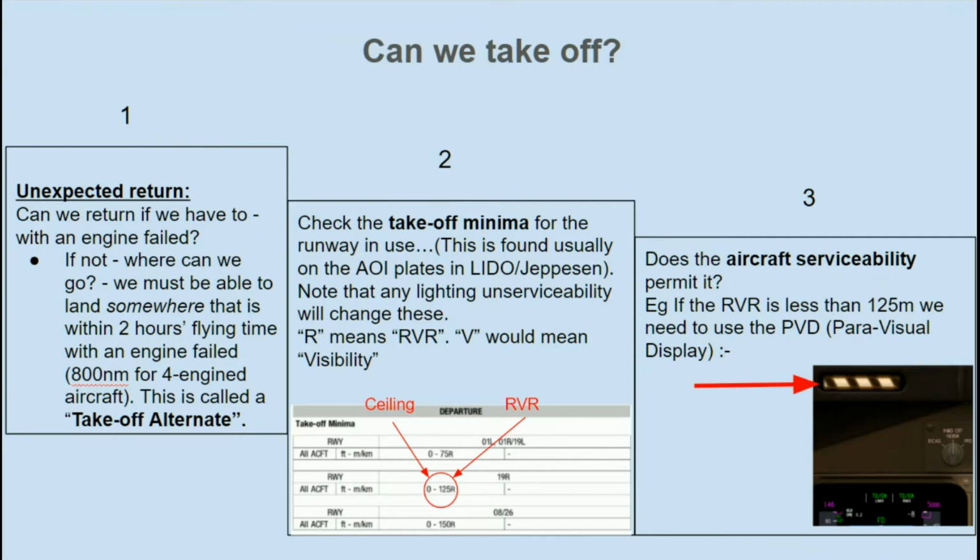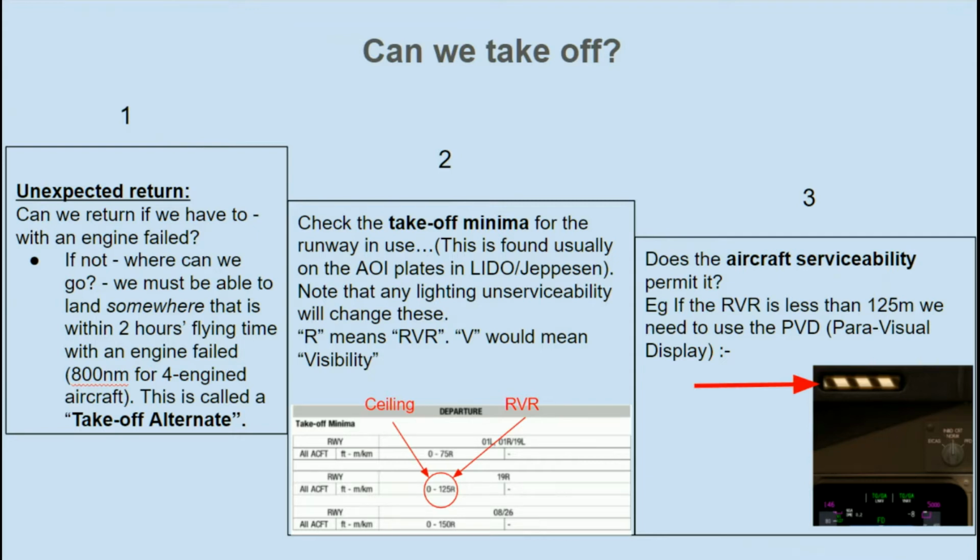If not, then you are allowed to go for 2 hours flying time, which is deemed to be 800 miles on a 4-engined aircraft. And if you can find somewhere within 2 hours flying time, again, where you can land with the aircraft as it is, might be Cat 3, great.